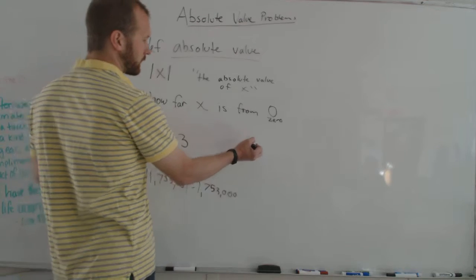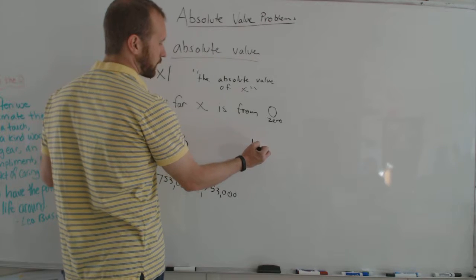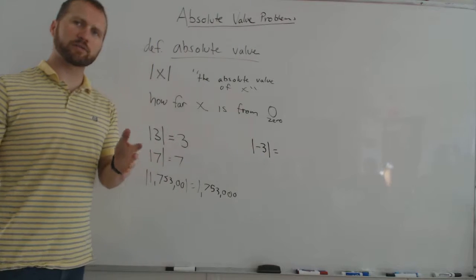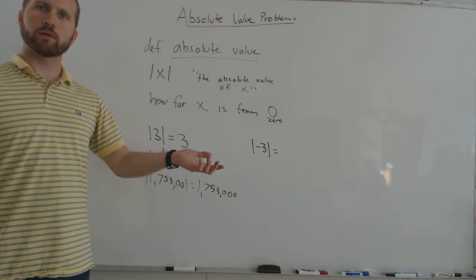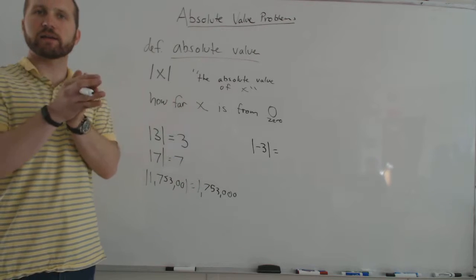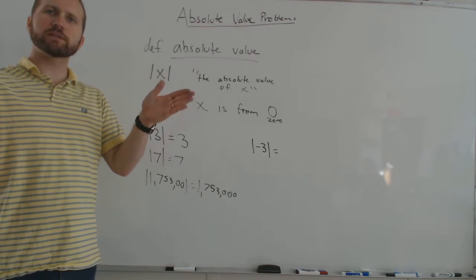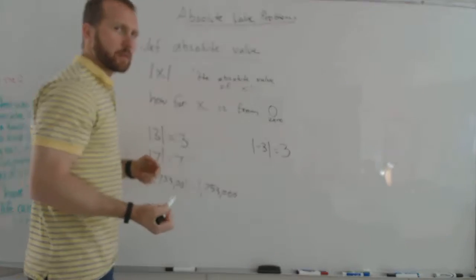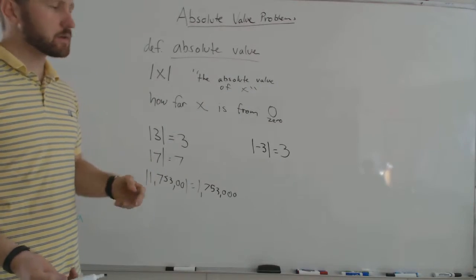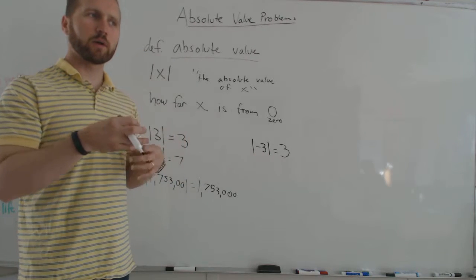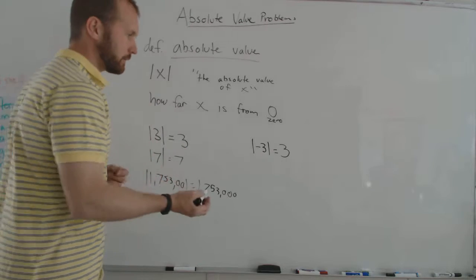Absolute value is going to be different when we have a negative number. What is the absolute value of negative 3? How far is negative 3 away from 0? All I'm asking is the magnitude. What is the distance? Yeah, it's just 3 units away. So the idea here is we don't care what direction from 0. All we want to know is how far it is.